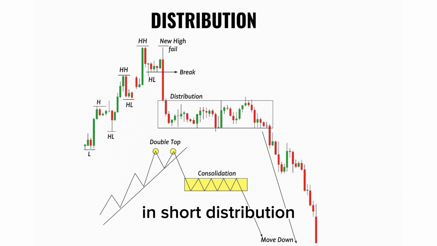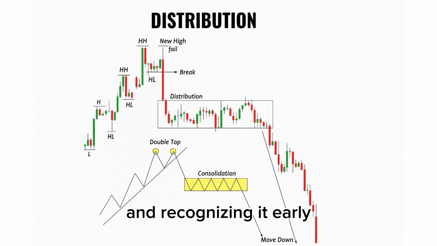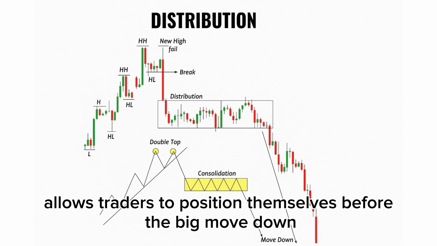In short, distribution is the turning point where the trend shifts from bullish to bearish, and recognizing it early allows traders to position themselves before the big move down.